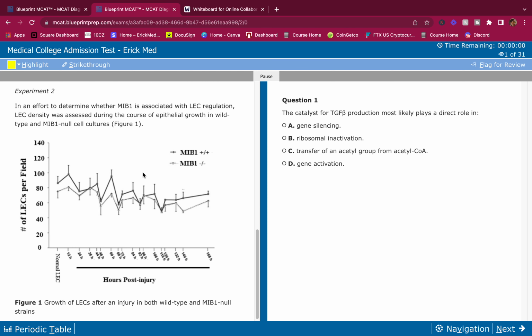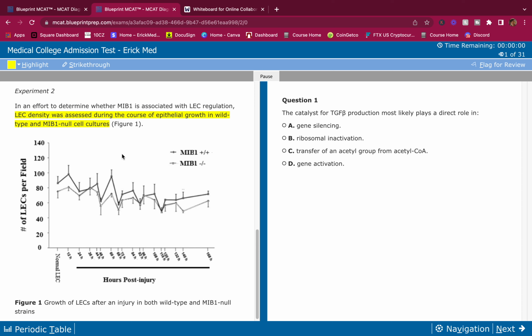Experiment 2. In an effort to determine whether M1b1 is associated with LEC regulation, LEC density was assessed during the course of epithelial growth in wild type and M1b1 null cell cultures. All right, this makes sense here. This makes complete sense why they would do this, okay? They want to see if M1b1 is related to the LEC proliferation, like diminished LEC, whatever, okay?